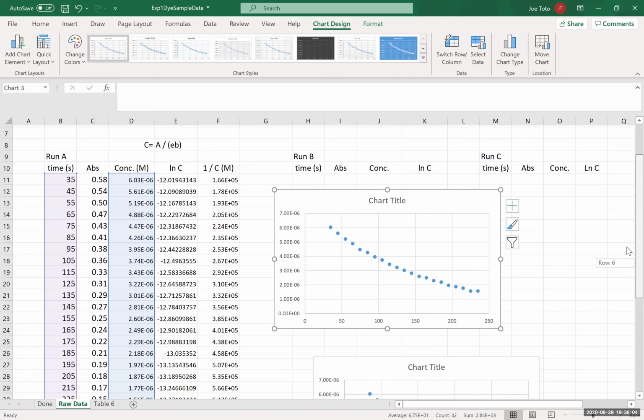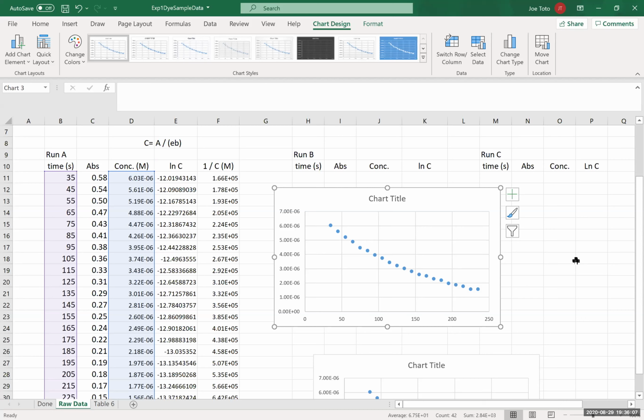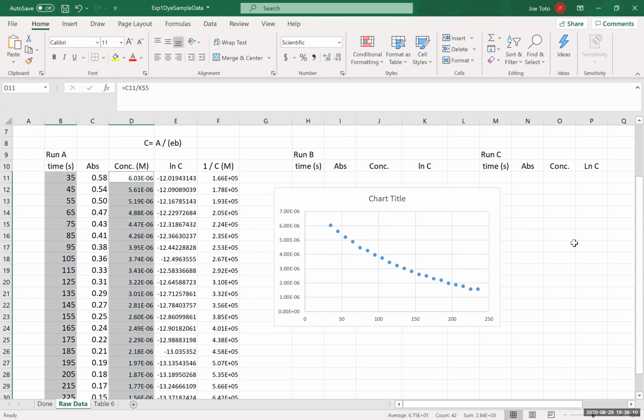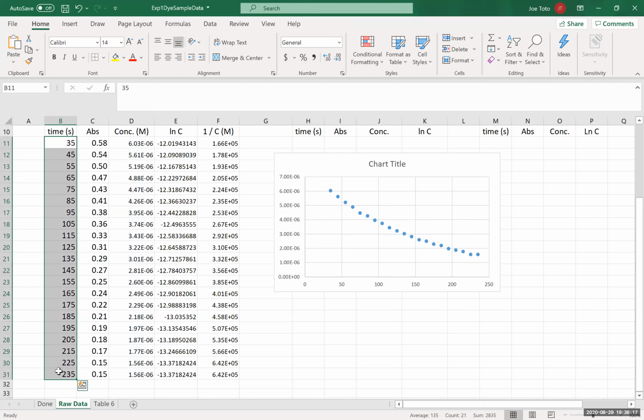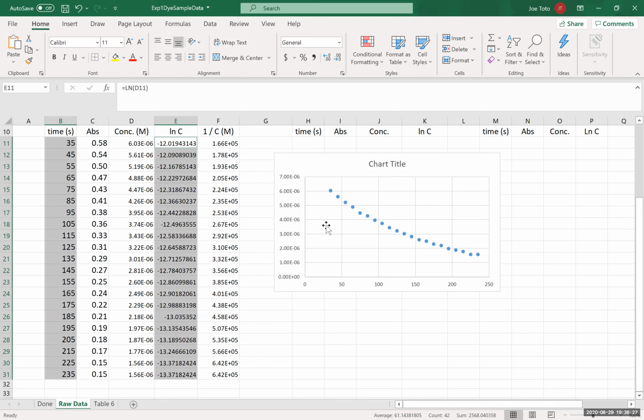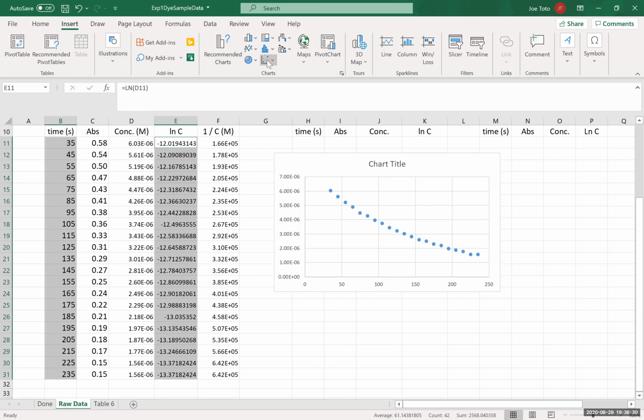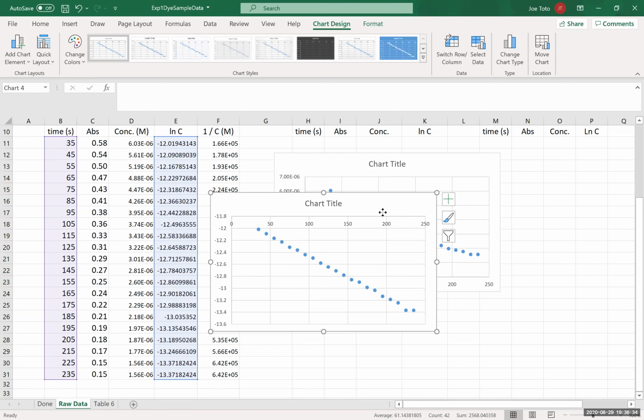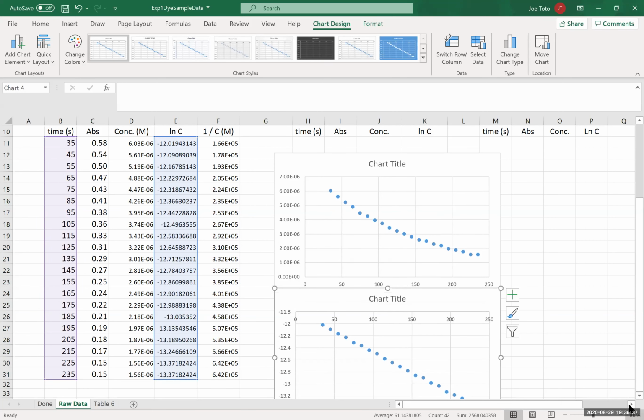I'm going to try to do the next plot, which is the log of the concentration versus time. So what I do is I click outside of this, or it'll get replaced. I can select those times again, and this time I'll do control and then select the log of the concentration, and I'll insert a scatter plot again. And now you can see this is much better for linearity. And I can do the same for 1 over concentration versus time. I'll let you play with that, but you're going to have to fit these to equations of a line to prove that one's more linear than the other.